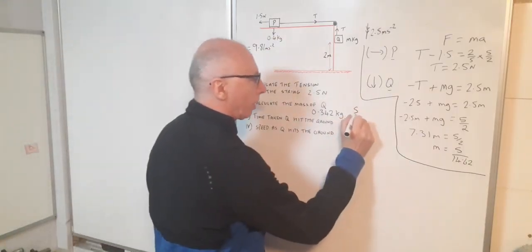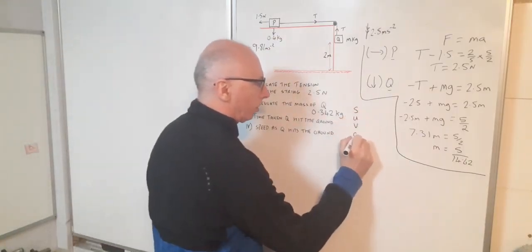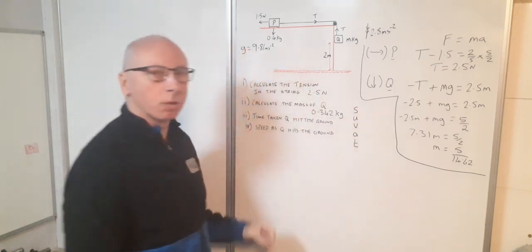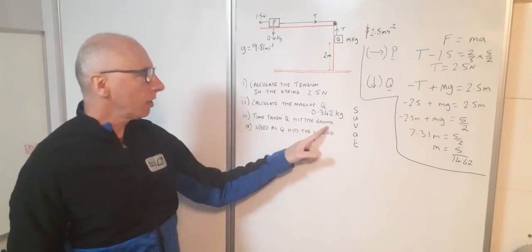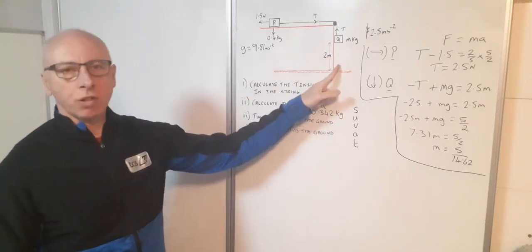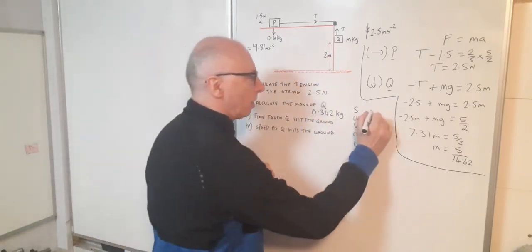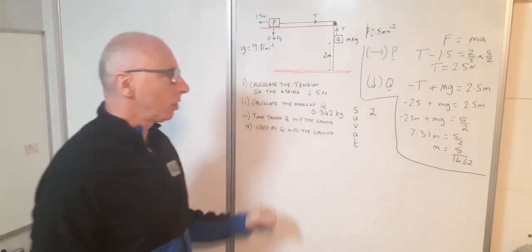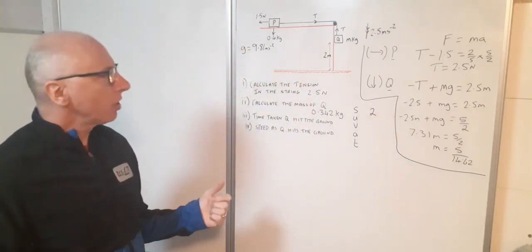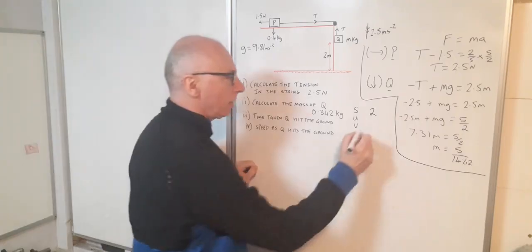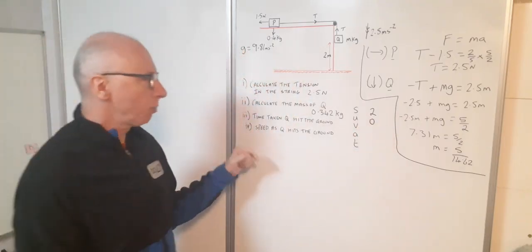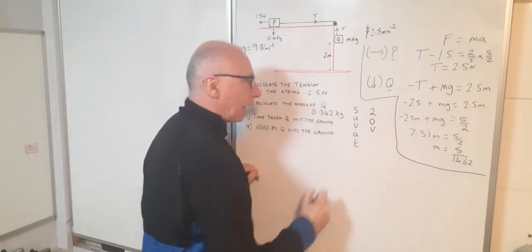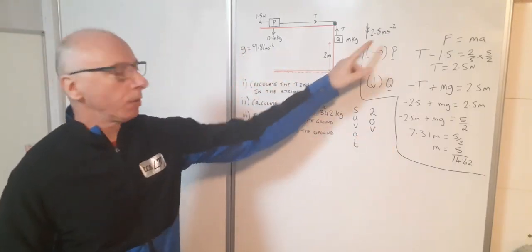With this situation, I'm just going to write my 5 possible components and see what I've actually got. Time taken for Q to hit the ground. Well, the distance to travel is going to be 2 meters. So S is my displacement of 2 meters. Initial velocity, well, it's going to start from rest, so that's going to be 0. The velocity as it hits the ground, well, that's what we want. Acceleration, we know, that's 2.5.